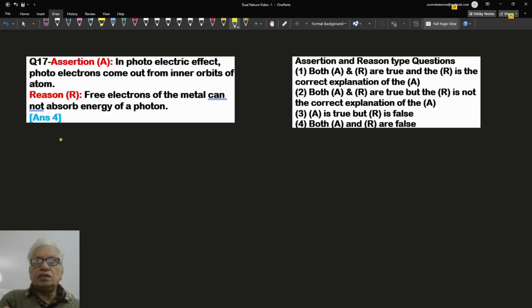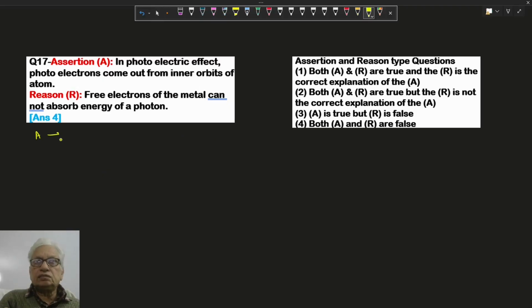Here in this question, the assertion: in the photoelectric effect, photoelectrons come from the inner orbits. Normally, only a few outer orbits are involved in the photoelectric effect, so this is wrong. The assertion is wrong. The reason: free electrons of metal cannot absorb energy of the photons. It is also wrong. So option 4 is correct.